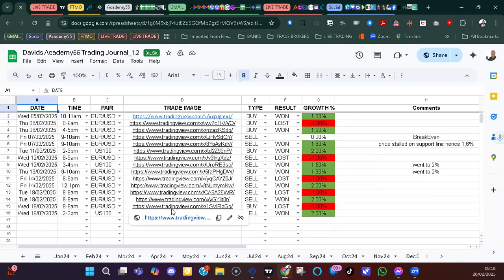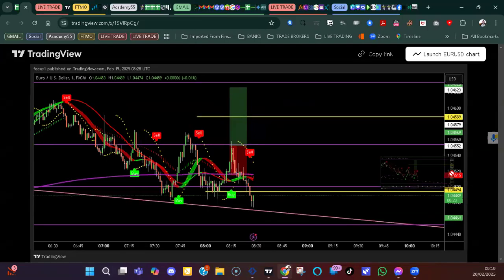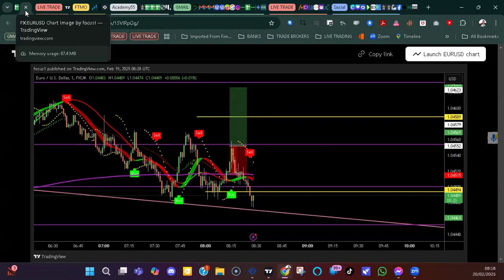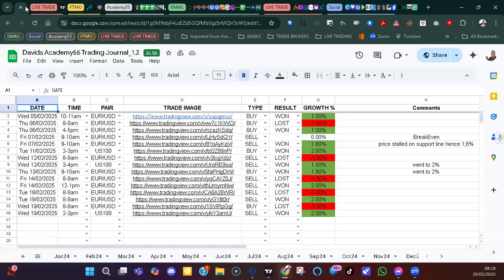And here's the one the day before. Sorry, the morning, which was a loser, unfortunately. We took a buy, which unfortunately didn't work. Again, it reacted off that support and resistance line and went south, again to click off that trend line that we drew up for ourselves during the week.